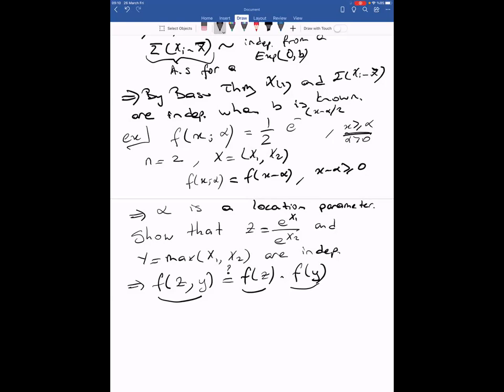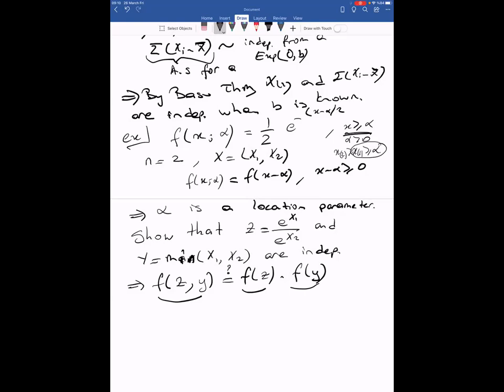Here I wrote maximum of these two are complete sufficient, but it should be minimum. Sorry, I need to change this to minimum. So the minimum of these two will be, because here you can see that we have x2 as an order statistic, x1 and alpha. This range shows us that the first order statistic will be a sufficient statistic, so it should be minimum.